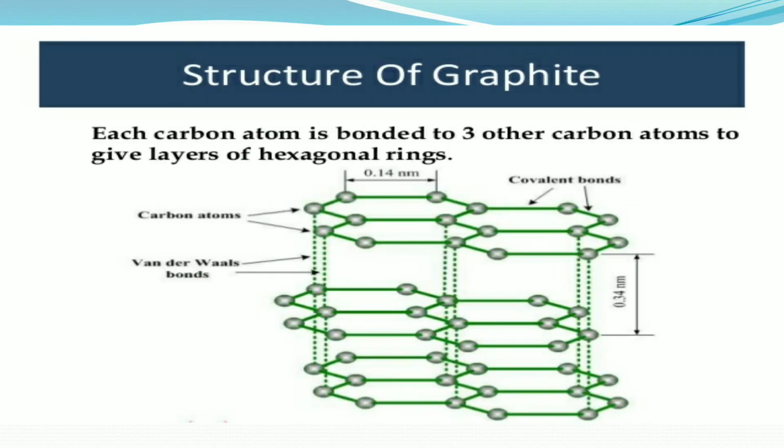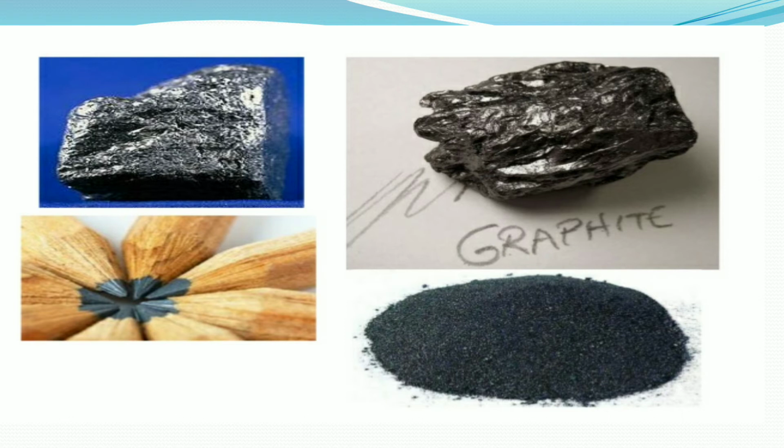First we are going to learn graphite. This is the structure of graphite. This is the original graphite, it looks like this. This graphite is used to prepare a pencil, which we call a lead pencil. But this lead is not the metal. This is the solid graphite. This is the powder form of graphite.